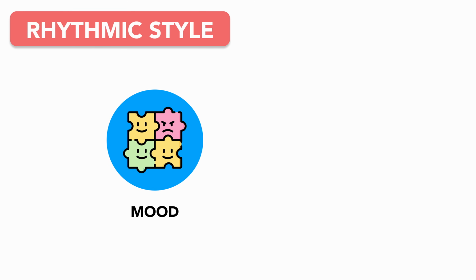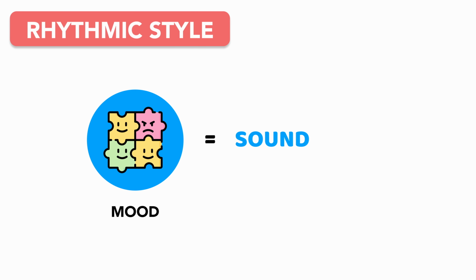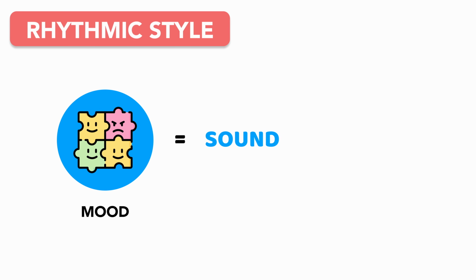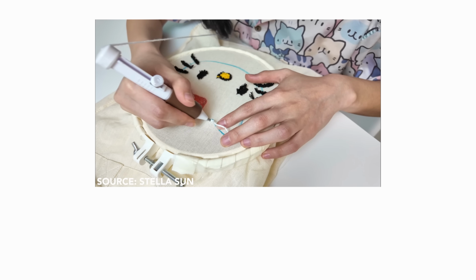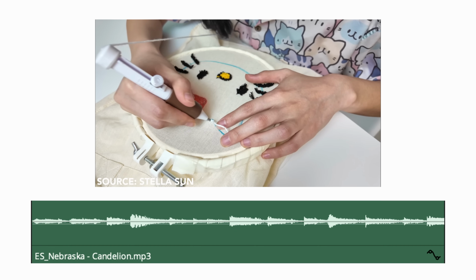momentum. Mood is primarily shaped by sound, and when we talk about sound in YouTube videos, we're usually talking about music and sound effects. Which makes sense, given that music is the single biggest influence on the feeling of a video. Take a simple montage of building a craft. Back it with one track and it feels like a cozy crafting night with friends.